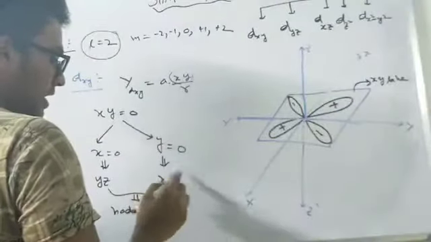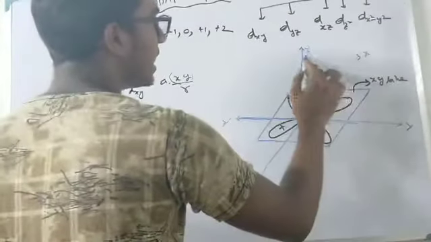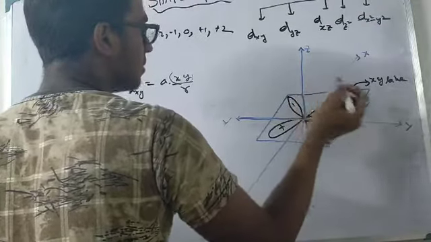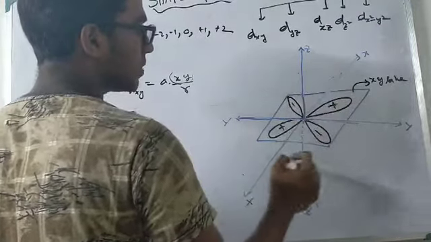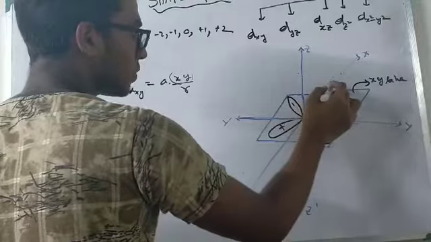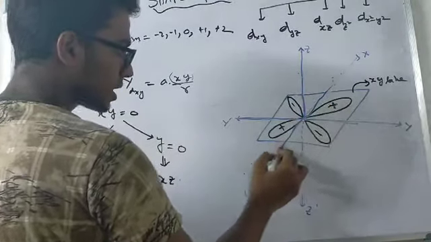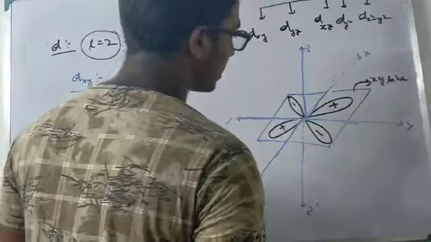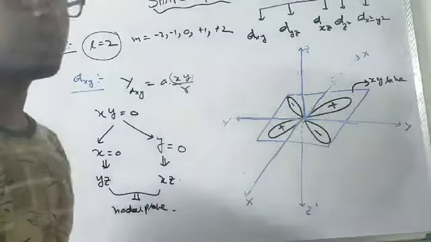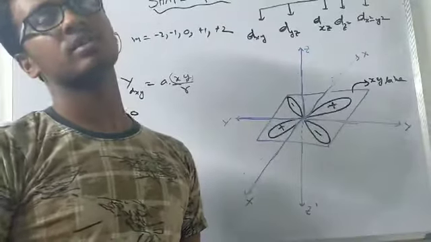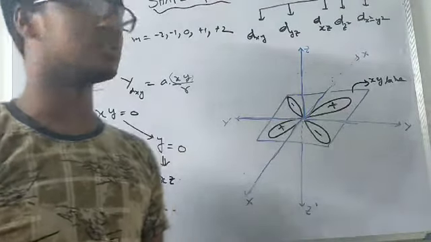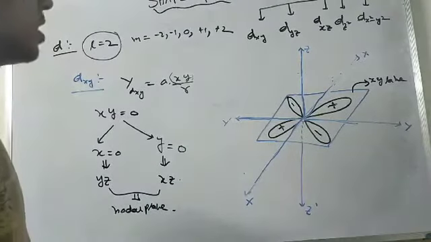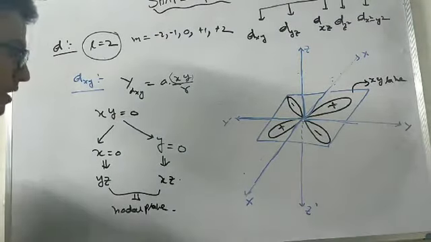And another nodal plane is xz. Xz means this is x, this is z. So the plane made by these two axes is a nodal plane. If you cross this line, you also get the same thing, plus to minus, minus to plus. So simple concept: if you cross a nodal plane, the sign of the phase of the orbital changes. Along these lines the orbital phase changes, so that's why these two are the nodal planes.